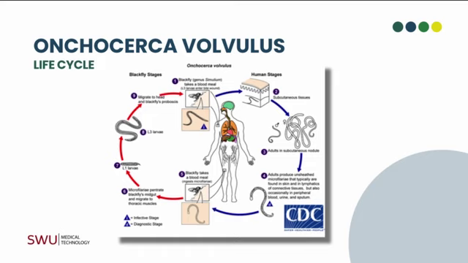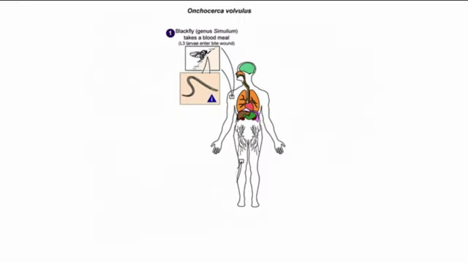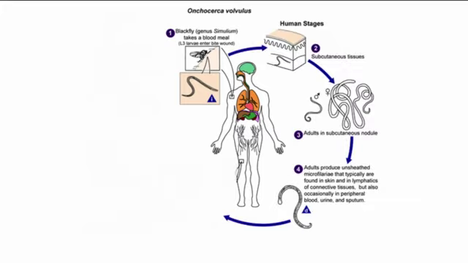As for its life cycle, it involves human stages and black fly stages. The vector is the black fly. Let's start with its mode of transmission. That's when the black fly of the genus Simulium will take a blood meal, transmitting the infective stage to humans, the L3 filariform larvae. Once it is in the bite wound, it will penetrate the skin and that's the time that it will start the human stages. Basically, it's the same as the life cycle of other filarial worms.